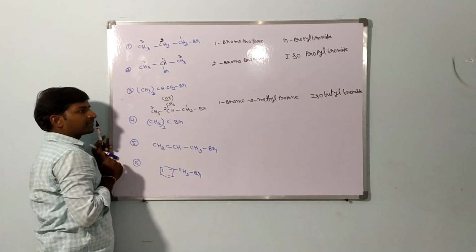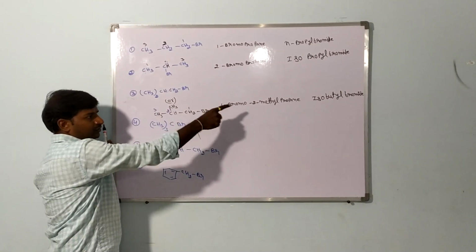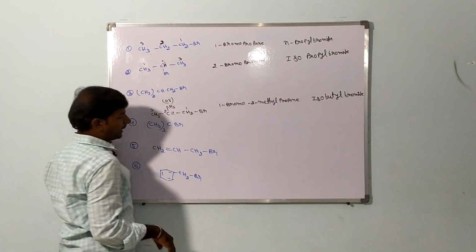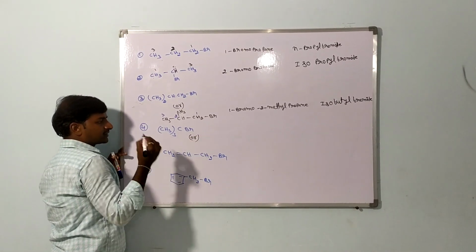Total 4 carbons are present, but. Common name we can use the word YL. So bromine is present, bromide. Isobutyl bromide. So this one also you have to expand the structure.